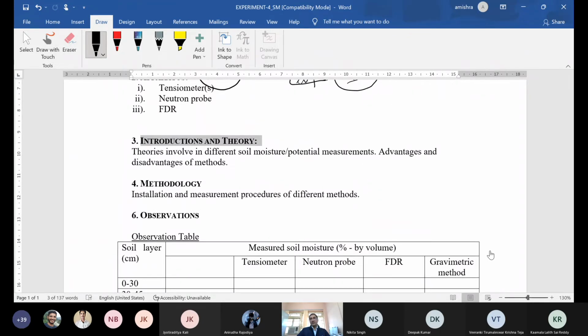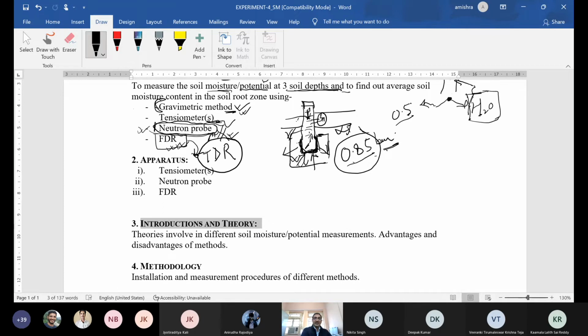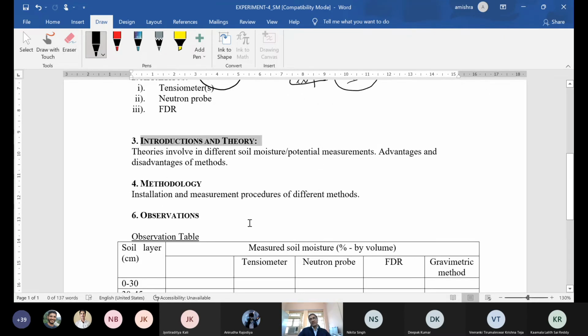Then I am giving you a video showing the observations we have taken in the field for these 3 methods: gravimetric method, tensiometer, and FDR method. You need to write the methodology separately for these three methods. Need not write much, point-wise, maximum 10 points for each method. You need to write how the instrument or method is used to find out the moisture content of the soil.